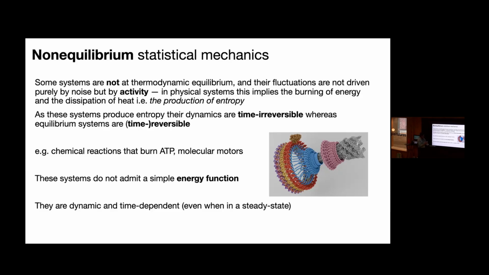Okay. So these systems do not admit a simple energy function. You can't just describe their distribution as you can in the equilibrium state, and they're time dependent even when they're stationary. So all the things I'm going to talk about today are things that are in a steady state, so the distribution doesn't change, but non-equilibrium systems are still time dependent.